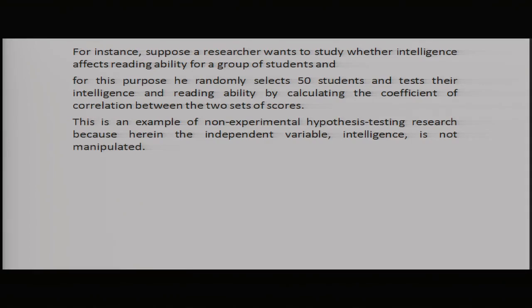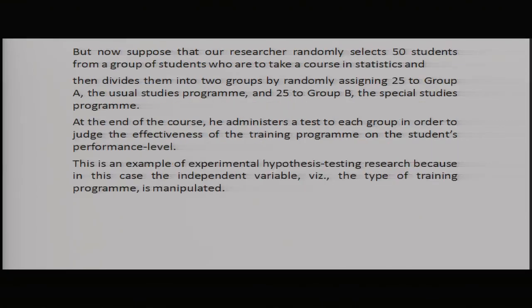Some example is given here. You can go through that. For instance, suppose a researcher wants to study whether intelligence affects reading ability for a group of students. And for this purpose, he randomly selects 50 students and tests their intelligence and reading ability by calculating coefficient of correlation between two sets of score. This is an example of non-experimental hypothesis testing research because herein the independent variable intelligence is not manipulated. Okay, that is non-experimental hypothesis.